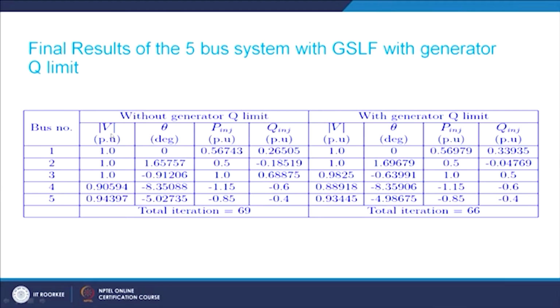Now, here you can see that as compared to the first case, without generator Q limit, the overall voltage profile is lower with generator Q limit. If you look at this voltage magnitude profile, it is actually lower. For bus 2 this is 1 on 1, but for bus 3, 4 and 5 these are actually lower. So, therefore, the overall voltage profile in the second case, when there is a generator Q limit, is lower.